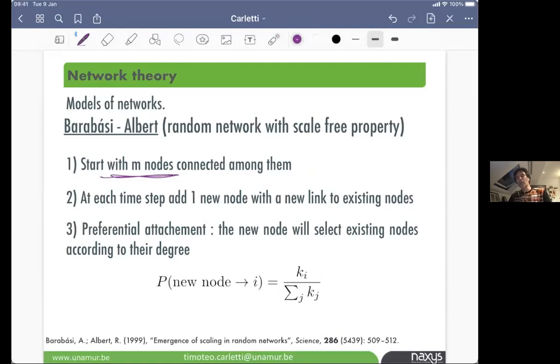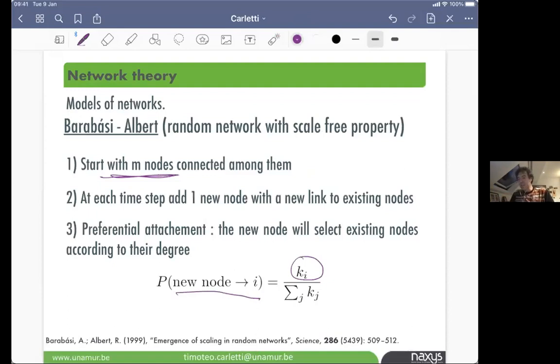But with whom? The idea is that this new node will choose the node i with a probability proportional to its degree. So the larger the degree of i, the more probable it is that the new node is connected to it. So this is a feedback loop, because if i gets links, then k_i increases, and then it will get more and more links.